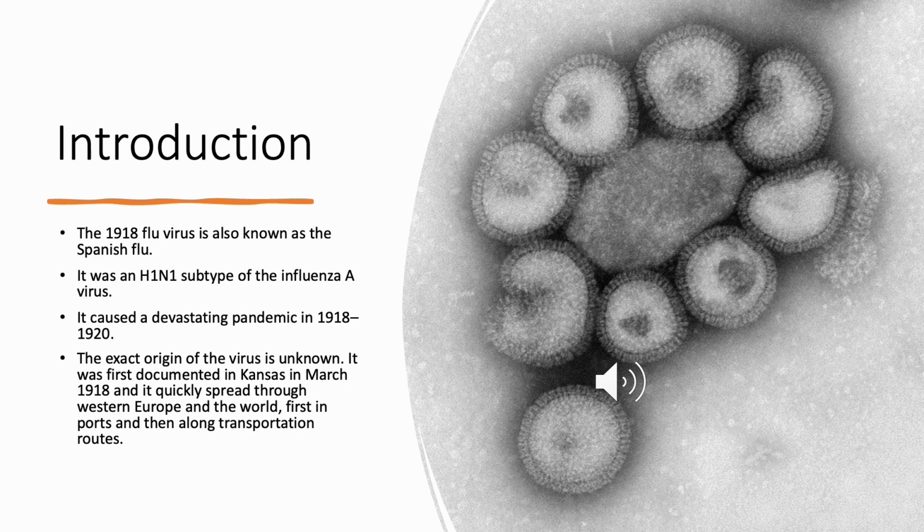Introduction. The 1918 flu virus is also known as the Spanish flu. It was an H1N1 subtype of the influenza A virus. It caused a devastating pandemic in 1918 to 1920. The exact origin of the virus is unknown. It was first documented in Kansas in March 1918, and it quickly spread through Western Europe and the world, first in ports and then along transportation routes.